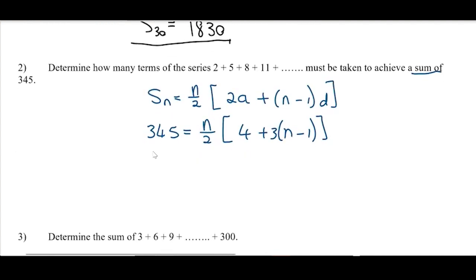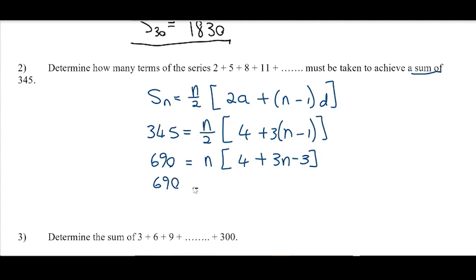Right, what we've now got, okay, we're going to multiply both sides by 2. We get 690. So we get 690 is n, 4 plus 3n minus 3. This is 690 equals n into 3n plus 1. I'm going to multiply out that bracket and subtract the 690. I end up with 3n squared plus n minus 690 equals 0.